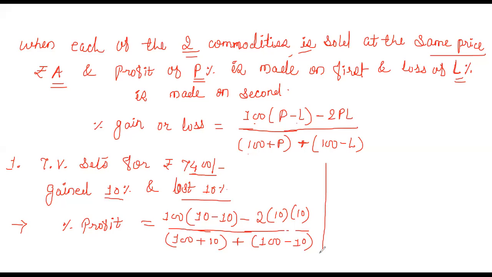Profit percent or loss percent. The first term, 100 into (10 minus 10), is 0. Then 0 minus 10 into 10 into 2 is minus 200, divided by 100 plus 10, that is 110, plus 100 minus 10, that is 90. So how much are we getting here? Minus 200 divided by 200, which is equal to minus 1.